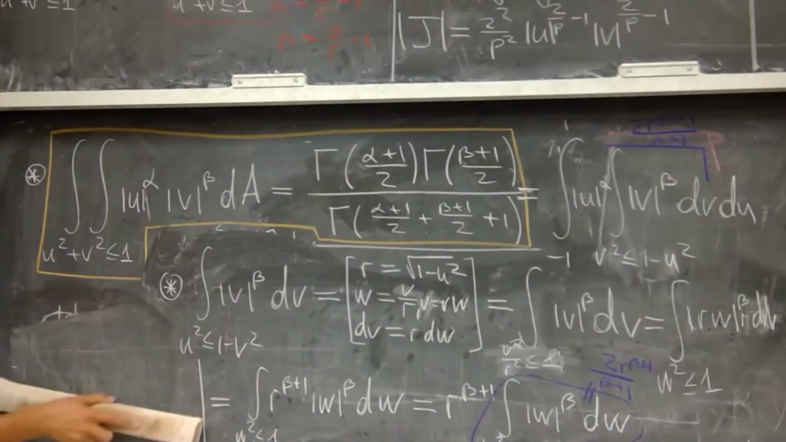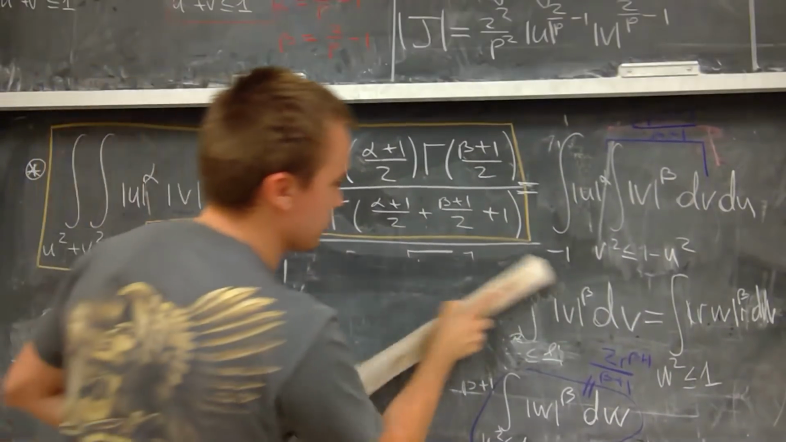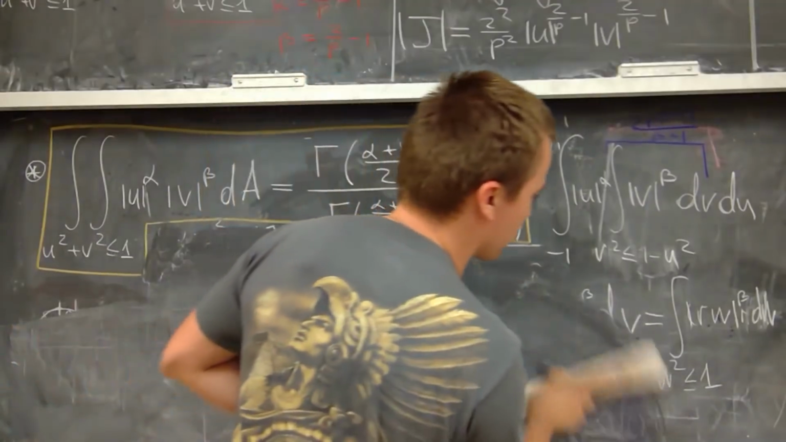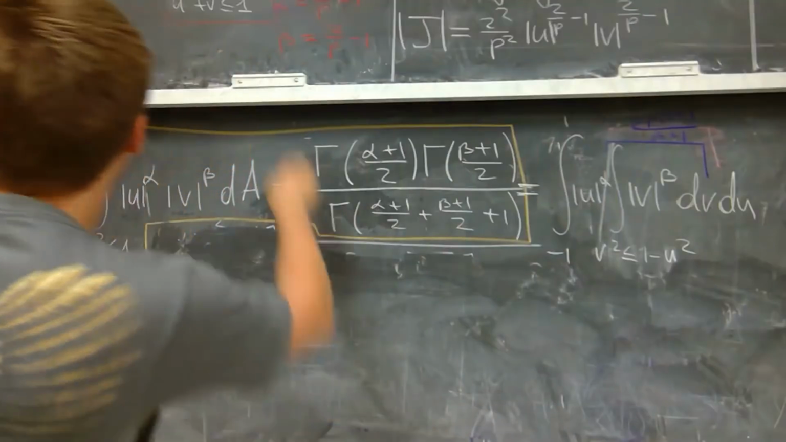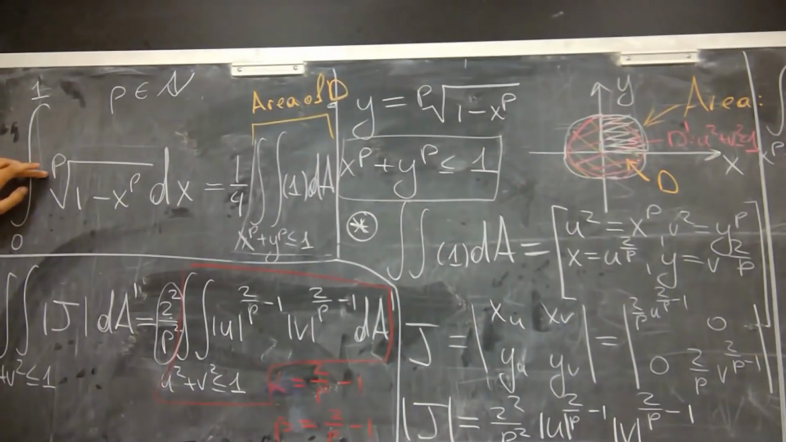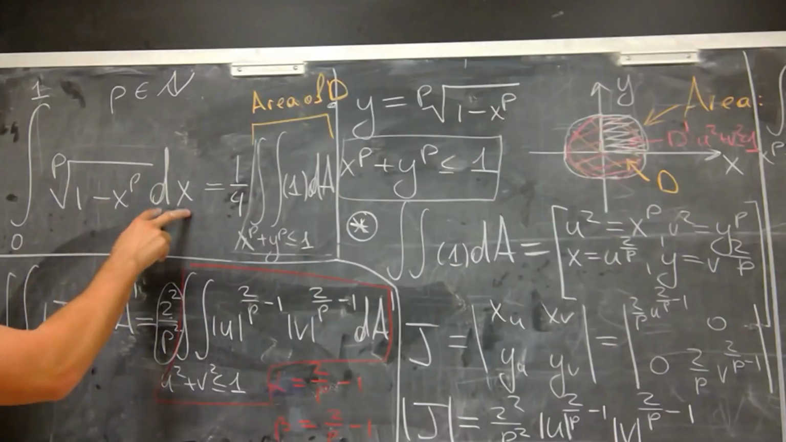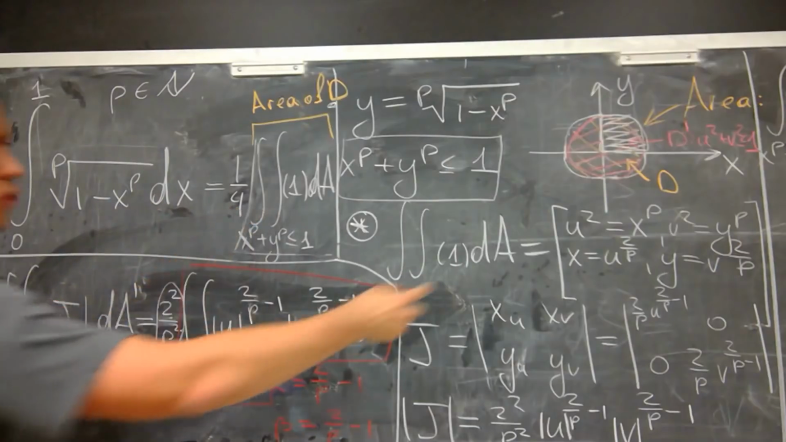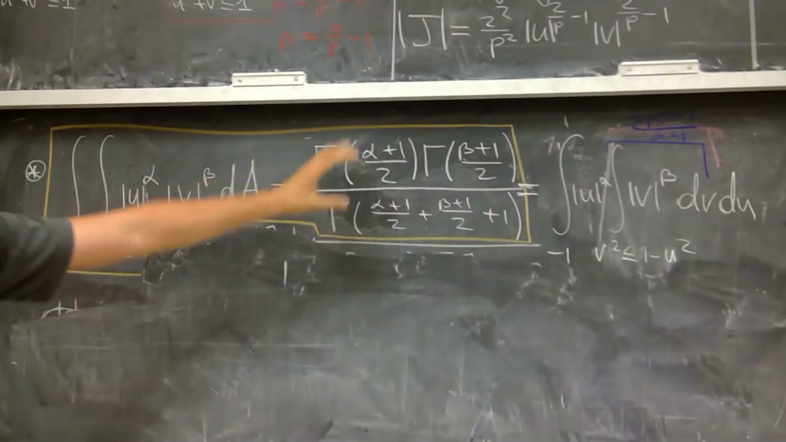So I'm not using this part. And for the people who just joined, what I'm doing over here is trying to compute this integral, the integral from 0 to 1 of the p-th root of 1 minus x to the p dx, and this is going to be just 1/4 of this area. I made this claim, and right now I'm proving this claim.